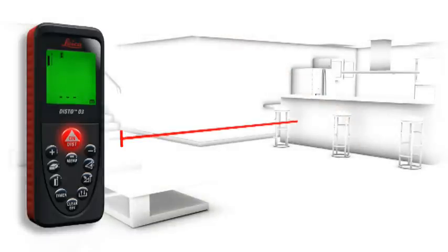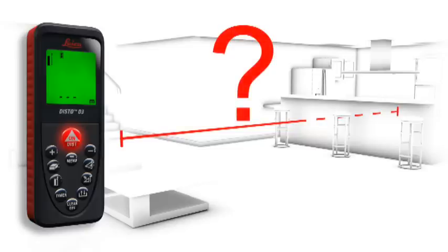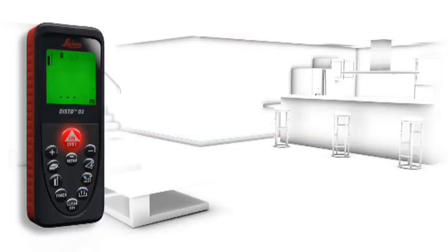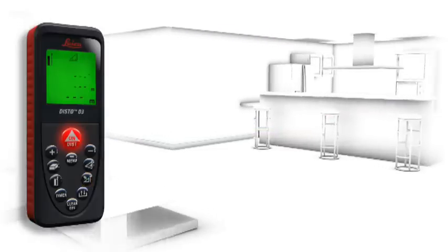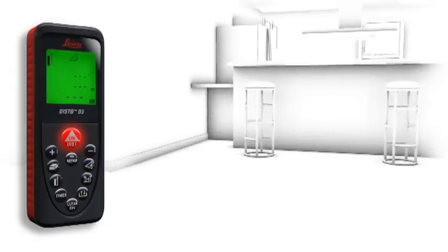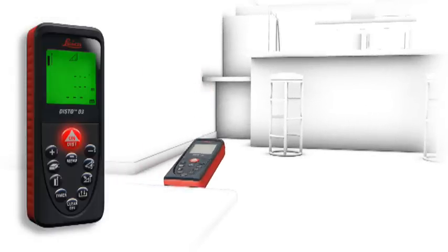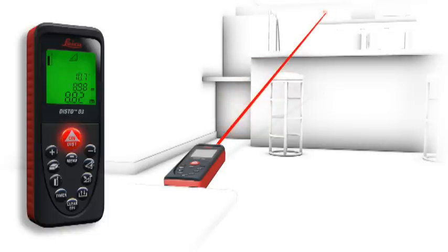Especially for interior distance measuring, there are many obstructions such as furniture, plants, and people. This is no problem for the Leica DISTO D3. In no time at all, accurate distance measurements are possible in spite of nearby obstructions. Due to the built-in tilt sensor, you determine the required horizontal distance with one measurement only.